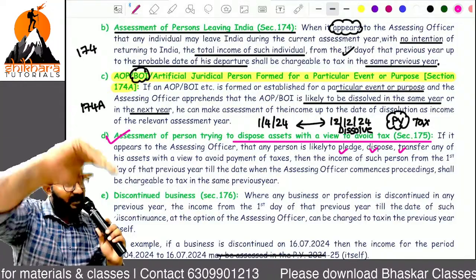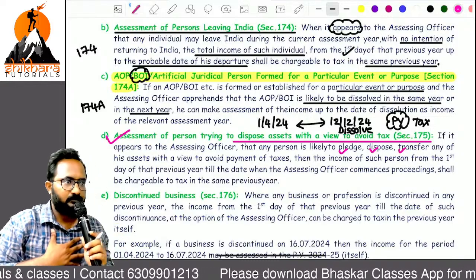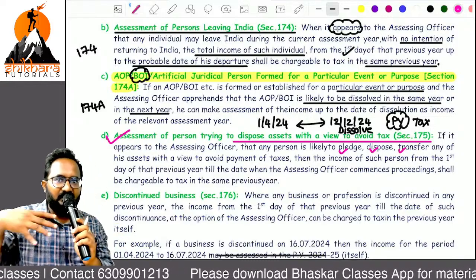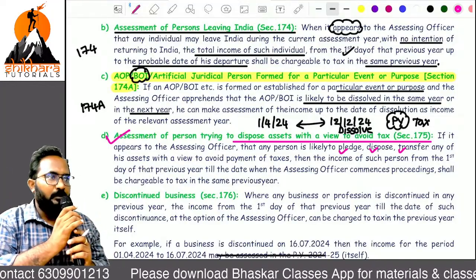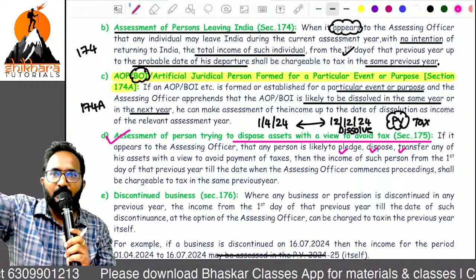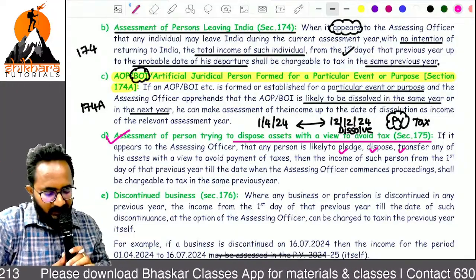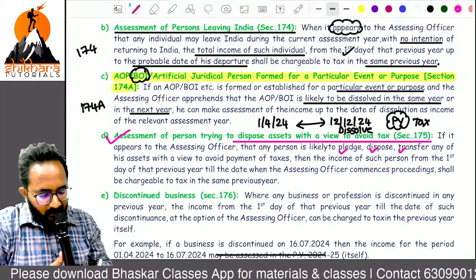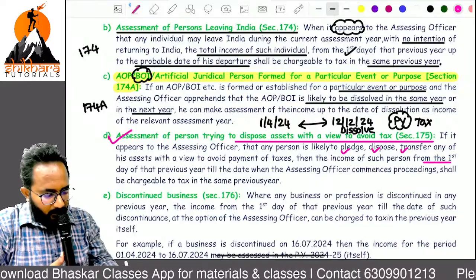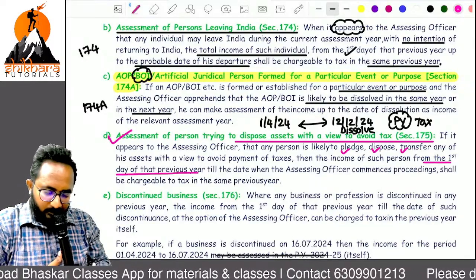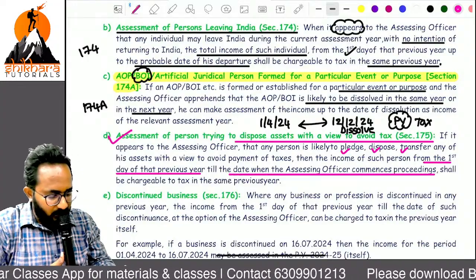Sir, if I am selling my capital assets to others, what will happen? I am required to pay capital gains. But intentionally I am giving them as a gift, creating some benami transactions. In such cases, the assessing officer will initiate the assessment from the 1st April of the previous year till the date the assessing officer commences the proceedings.